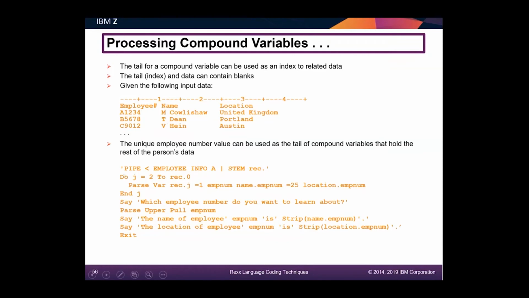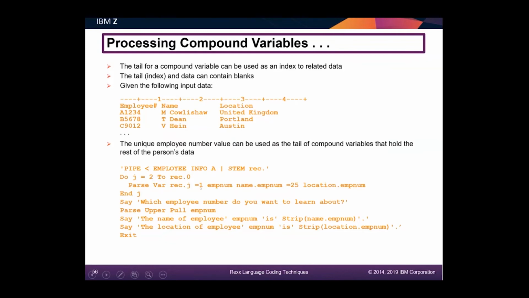So what I could do is use pipelines to read that file. It happens to be named employee info, and put the results into a stem called rec. And then I would say do j equals 2. I want to start at record 2 because I'm going to ignore the header. I'm not processing the header line, so I'm just going to start at record 2. And I'm going to go through until I get to rec.0, which is the number of entries in the file, which is 4. I'm going to parse that variable rec.j, so rec.2 on the first iteration.